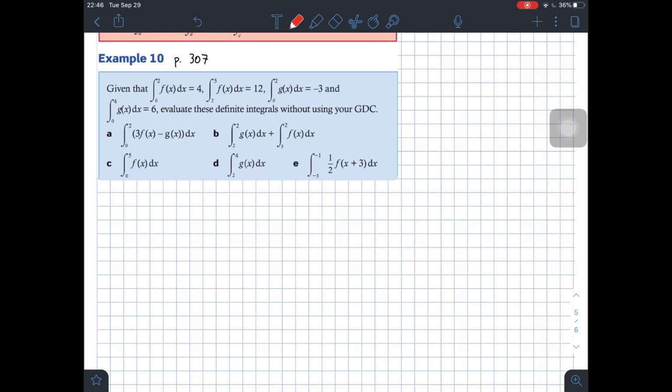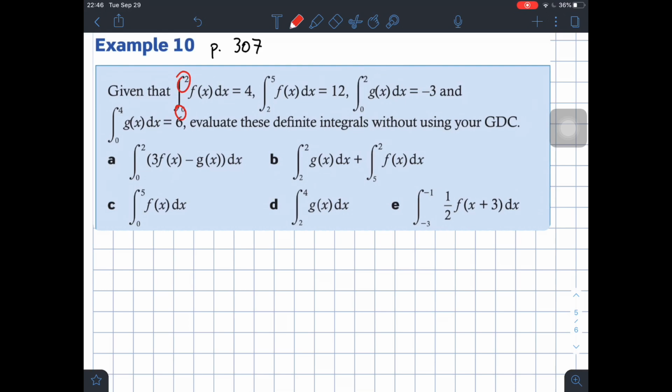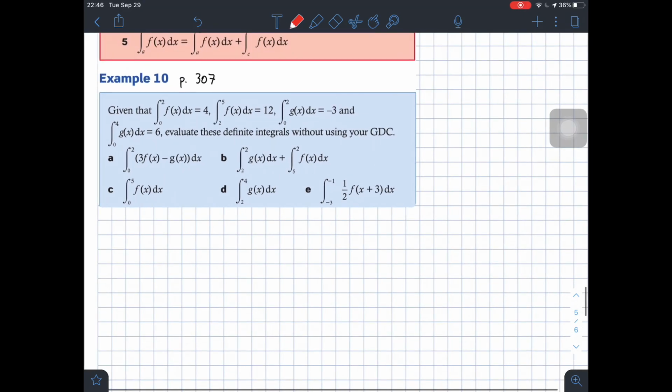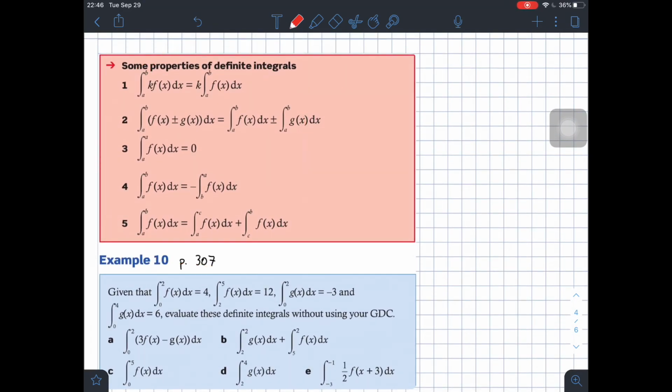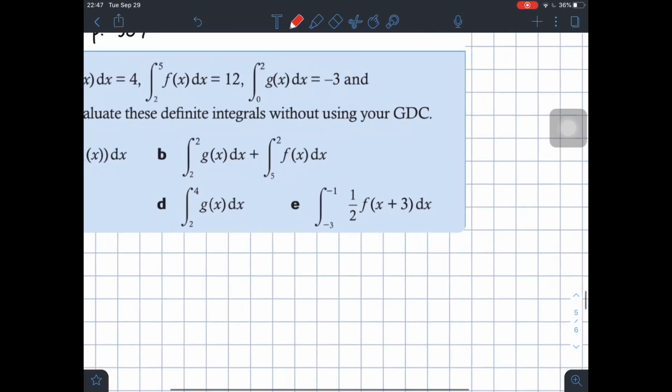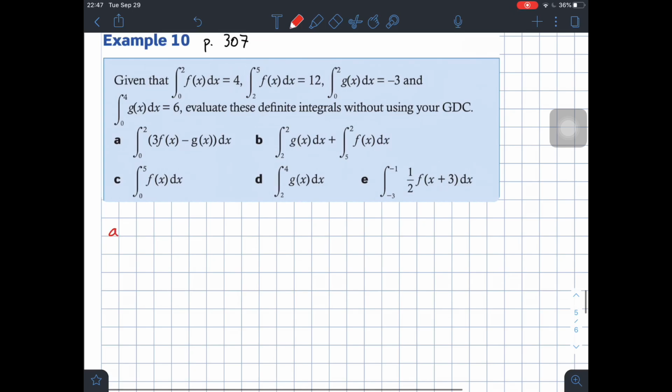It says, given that the integral from 0 to 2 of f of x dx is equal to 4, the integral from 2 to 5 of f of x is equal to 12, and the integral from 0 to 2 of g of x is equal to -3, and that the integral of g of x from 0 to 4 is 6, evaluate these definite integrals without using your calculator. So you see that we do not have f of x and we do not have g of x. So we would have to apply these 5 properties we have just learned in order to be able to solve these problems.